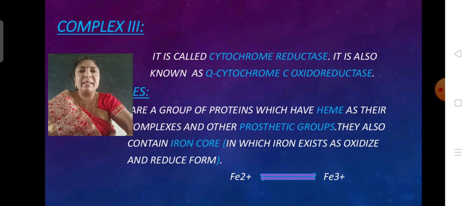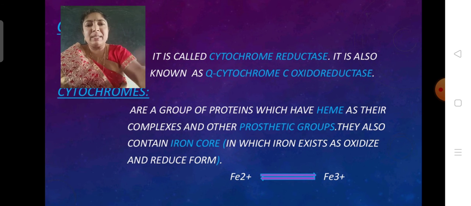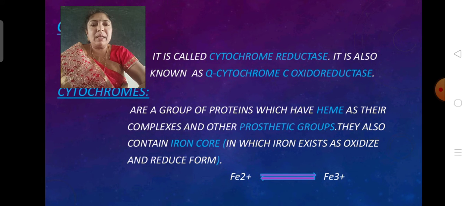Next, the third complex consists of a cytochrome oxidase, also known as Q cytochrome oxidoreductase. It consists of a group of complex enzymes in which the proteins have a heme group and the complexes have other prosthetic groups. They also contain an iron core, in which iron exists in oxidized and reduced form. Here Fe3+ is reduced to Fe2+. So here iron occurs in the reduced form.